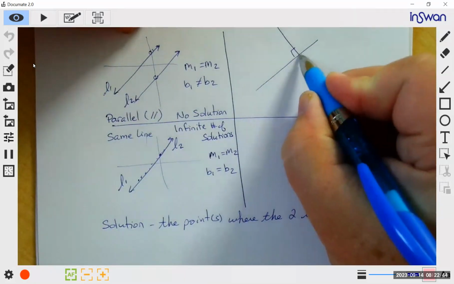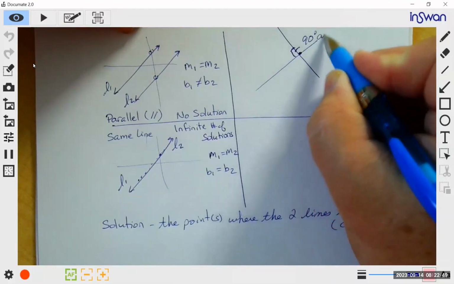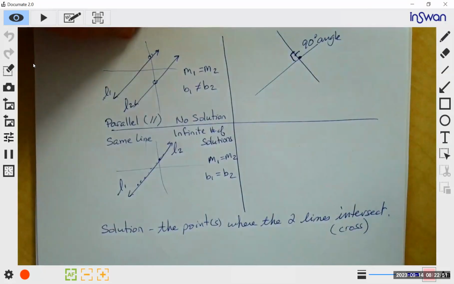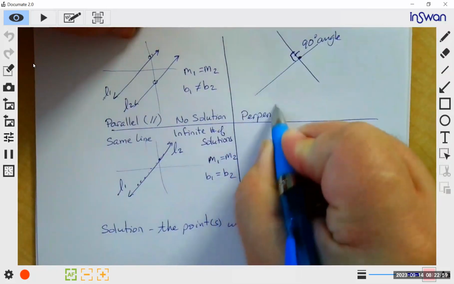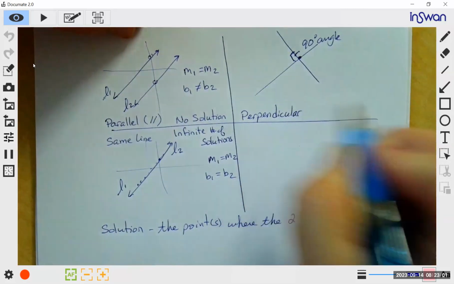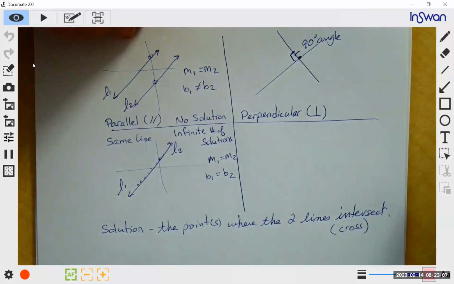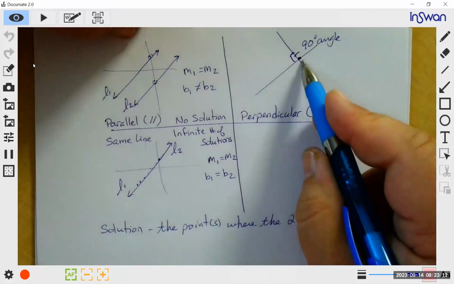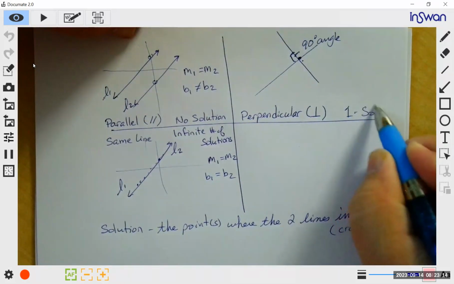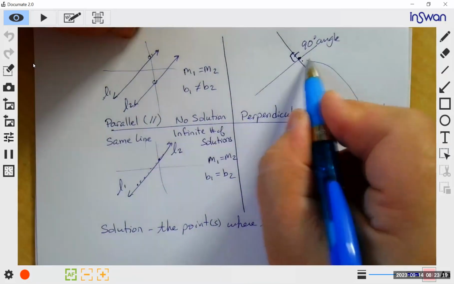Another one. Now they intersect. But if they have a 90-degree angle, they form a right angle. We call these perpendicular lines. And their shortcut is simply the upside down T. Since they intersect at one point, they have one solution. That's the solution.